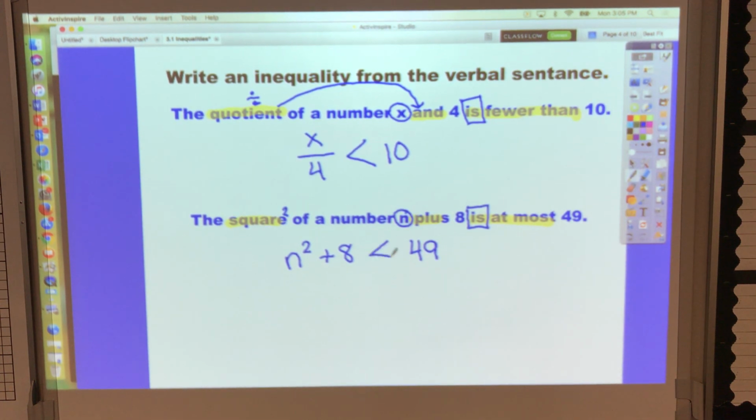So that symbol is less than or equal to. It's at most 49, or else it has to be smaller than that. So when you're writing your inequalities from a verbal sentence, start just like we did for equations. Look for your keywords, look for that word "is," but now your "is" is going to have a phrase rather than a number right next to it.